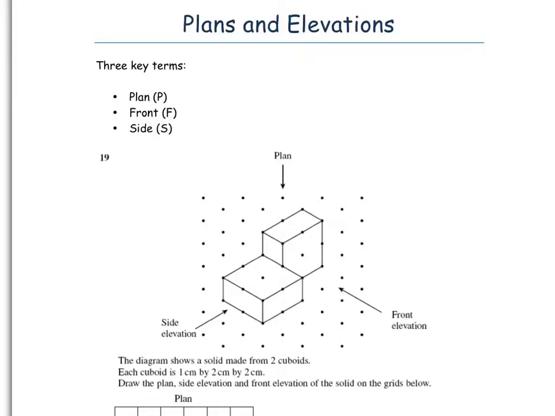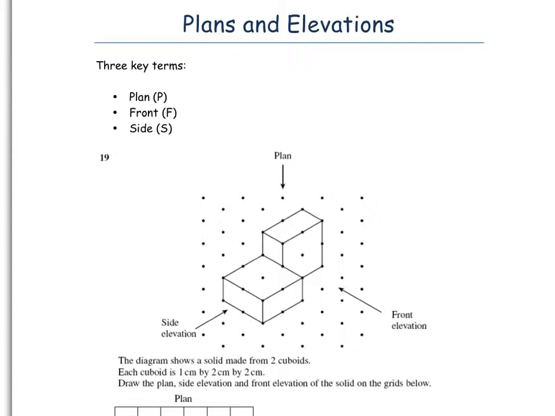Plans and elevations. Well, plans and elevations is what a shape looks like from different sides. And three key terms that you'll see in the exam papers and in lessons will be the word plan, which is often labelled as a P, which is the view looking directly down. So if you're at the top of a classroom, you could look directly down in it, you'd probably see a rectangular shape with lots of rectangular desks and little people sat at the desks.